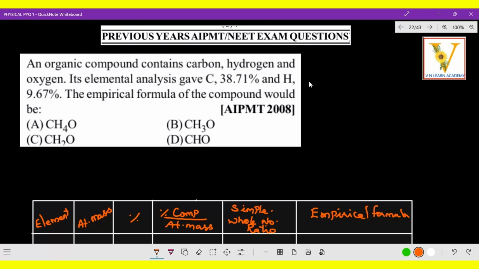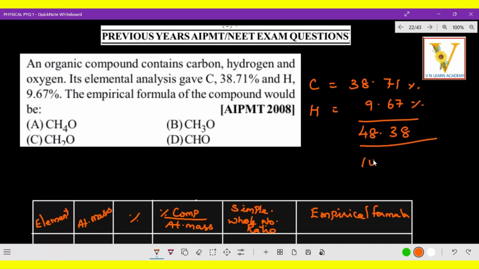So let me write the data here. Carbon is 38.71%. Hydrogen is 9.67%. When we add, we get 48.38%. So 100 minus 48.38, you will get the remaining 51.62%, which is only oxygen. So we got all the data.